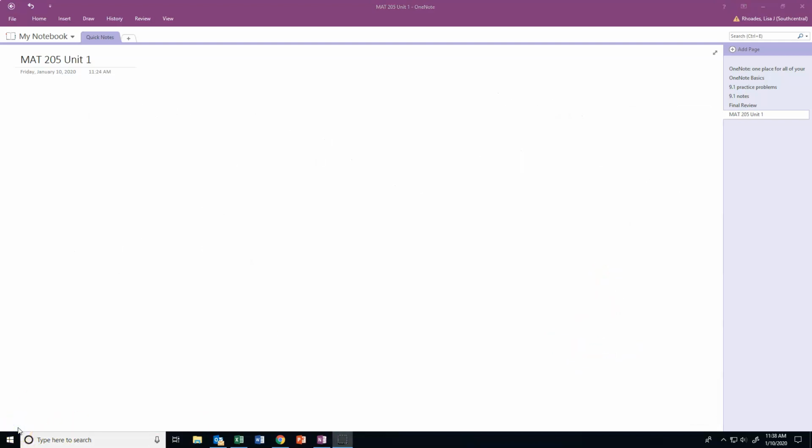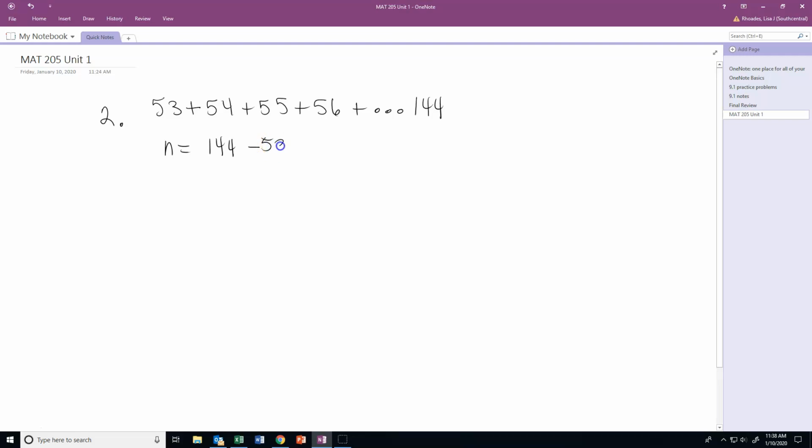Now moving on to example number 2. We're still doing the same thing, but this time when we're finding our sum, we are starting with 53, counting by ones, and we're ending with 144. So to find the number of terms, I would take 144 minus 53. I don't have to divide by anything because we're counting by ones, and then at the very end I need to add 1. So when I do this, I end up with 92 terms.